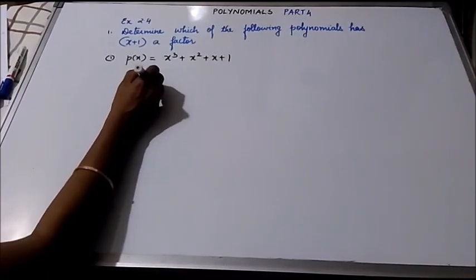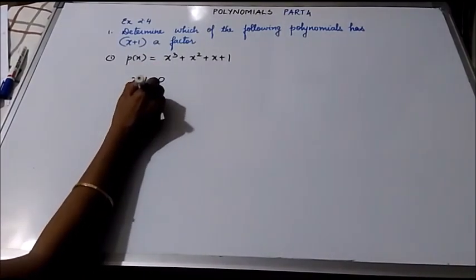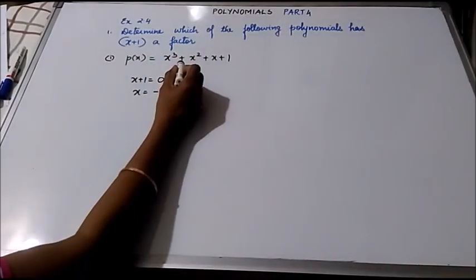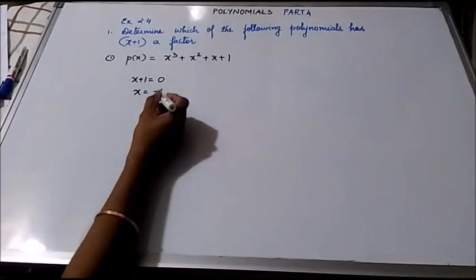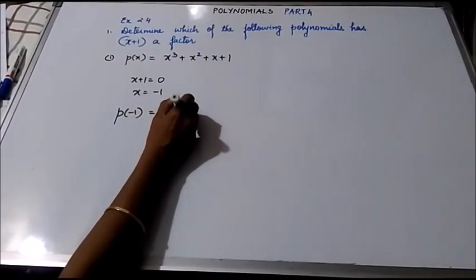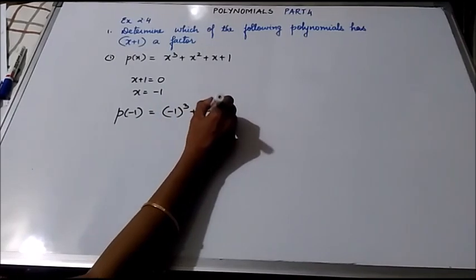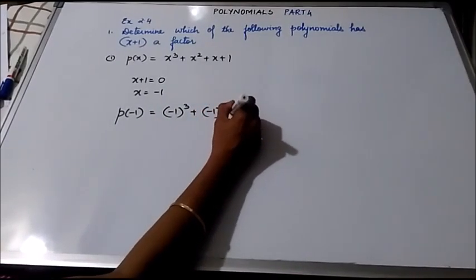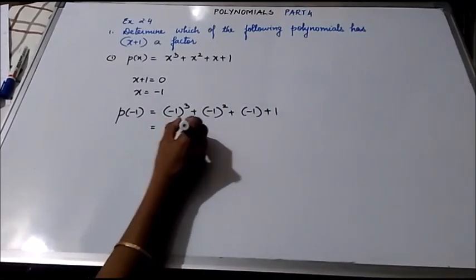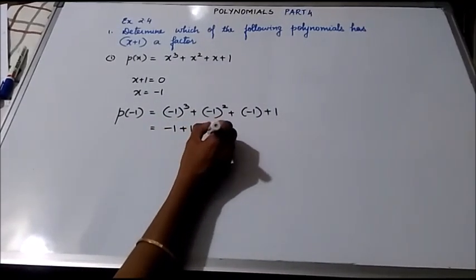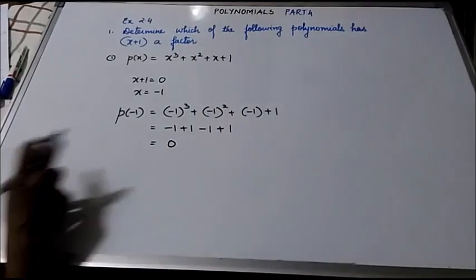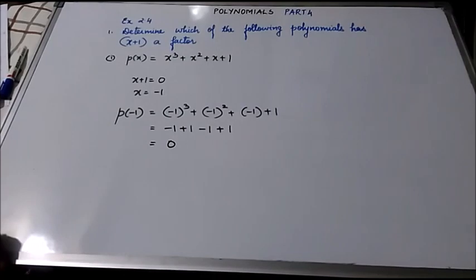So we write here x plus 1 equal to 0, x equal to minus 1. What is the next step? In the given polynomial, in place of x, you should write minus 1. So you get here (minus 1) the whole cube plus (minus 1) the whole square plus (minus 1) plus 1. This will give me minus 1, here it will be plus 1, minus 1, plus 1. You get here 0. Now we see the remainder is equal to 0.